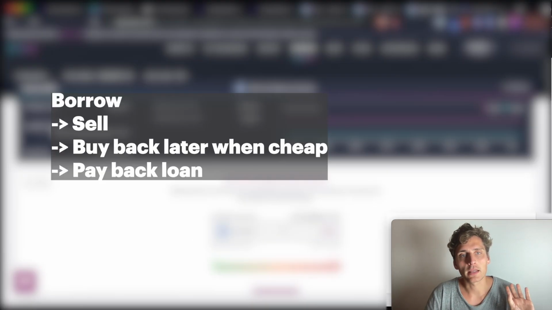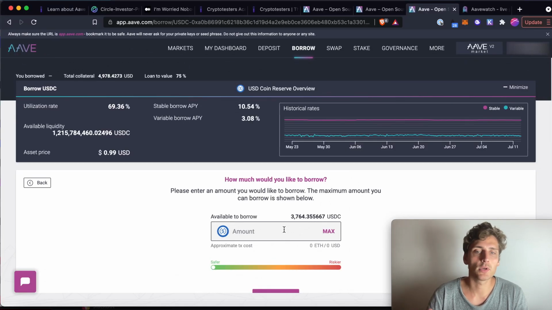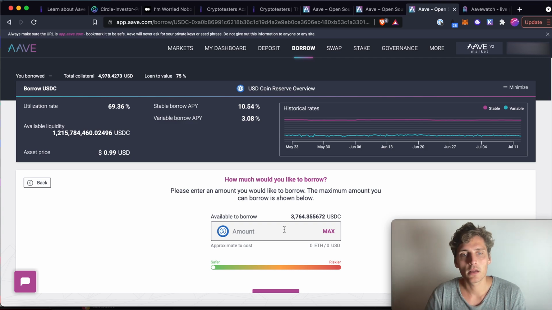So then you would deposit dollar stablecoins, you'd borrow Sushi, you would sell it on the market, wait until the price of Sushi has dropped, buy it back, return it, and then you have basically pocketed a profit. That's called shorting. So there's a bunch of reasons why you would want to borrow funds. Here I just want to show you how you would do it.